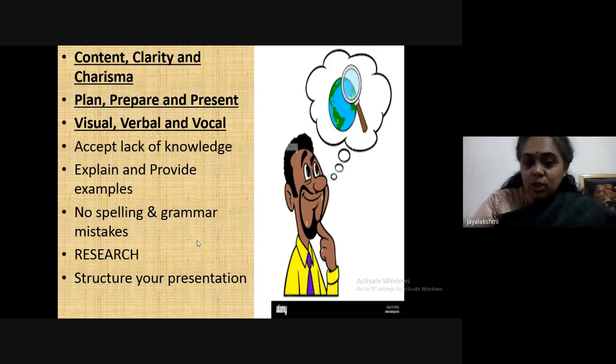Next one is, whenever you're presenting anything, explain and provide examples. Very important. You need to say what you meant. You need to explain. You need to give examples. Many a time the example matters a lot, especially for children, especially for the audience. Only the example will remain in their mind. Many a time that has also happened.